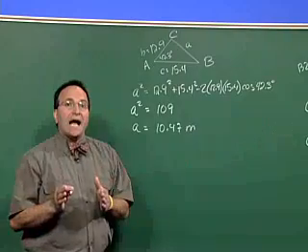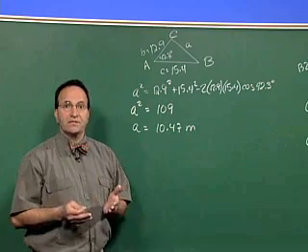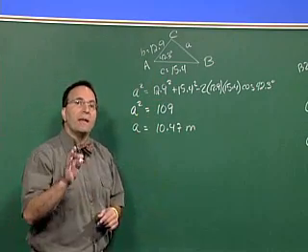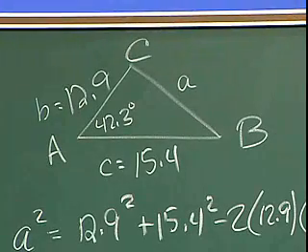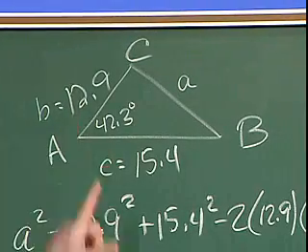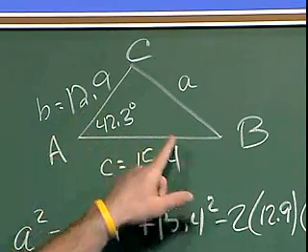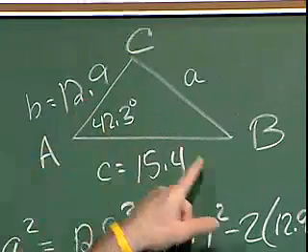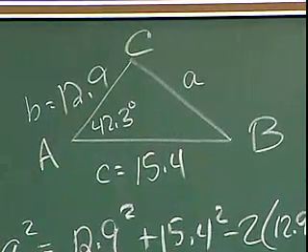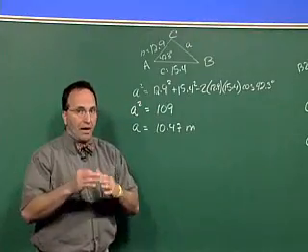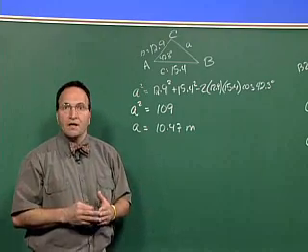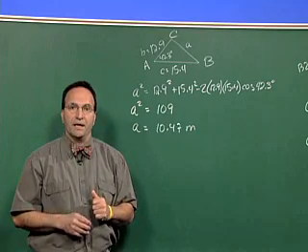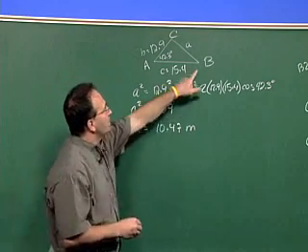Now, we have two remaining angles, B and C. Since we now know all three sides, we know that angle B must be the smaller one because it has the smaller side opposite it. Opposite C is 15.4 and opposite B is 12.9. Therefore, obviously B cannot be obtuse. We can use the law of sines to find the measure of angle B. So let's do that. We'd set it up.